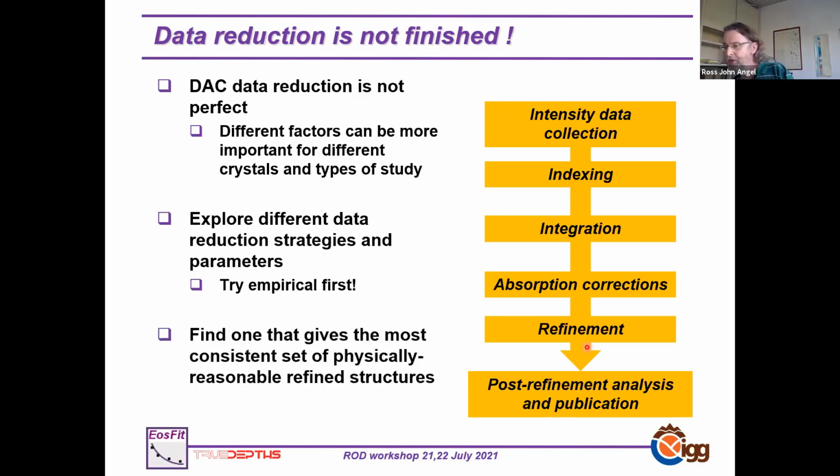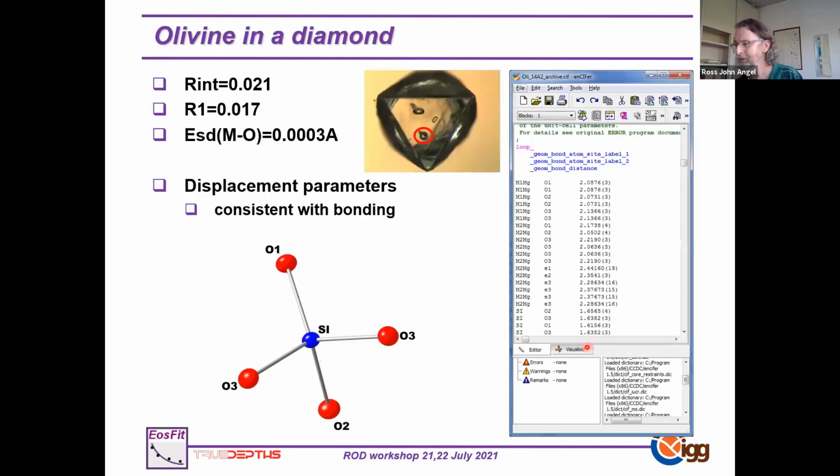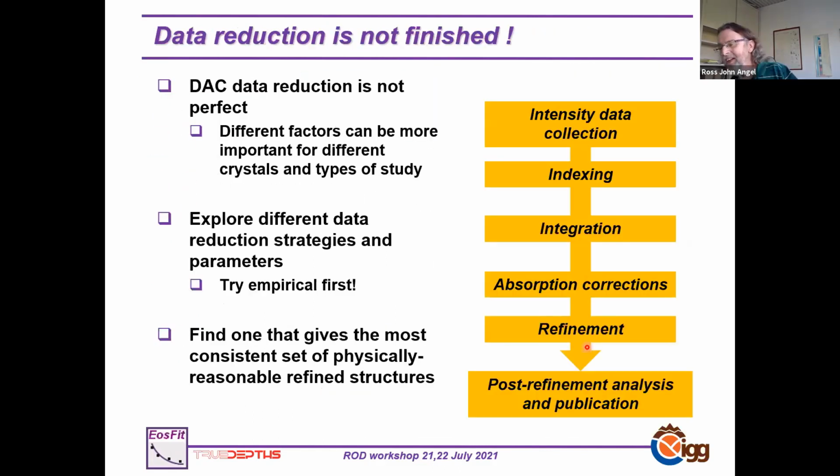Find the approach that gives the most consistent set of physically reasonable refined structures. And what does that mean? Maybe you have to come back and recycle and do a different integration procedure or a different absorption correction and do the refinement again. Why would you want to do this?